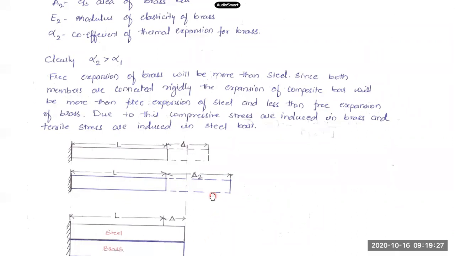Now what is this brass bar trying to do on the steel bar? It is trying to pull this steel bar beyond delta 1.